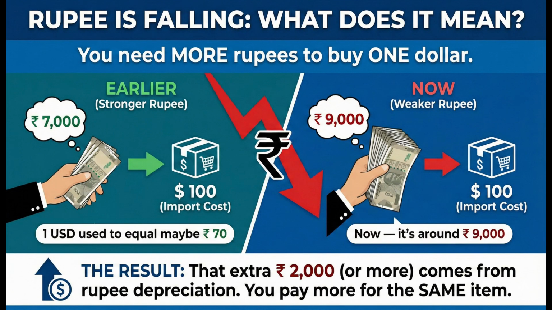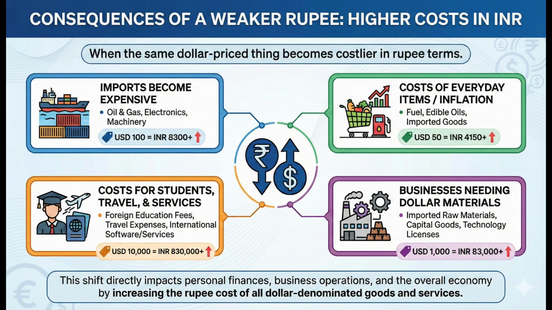What the rupee falling actually means. When we say the rupee is falling, it means you need more rupees to buy $1. For example, 1 USD used to equal maybe rupees 70 in earlier years, now it's around rupees 90. If you import something costing USD 100, earlier that might have cost rupees 7,000, now it costs around rupees 9,000. That extra rupees 2,000 or more comes from rupee depreciation. So the same dollar-priced thing becomes costlier in rupee terms.